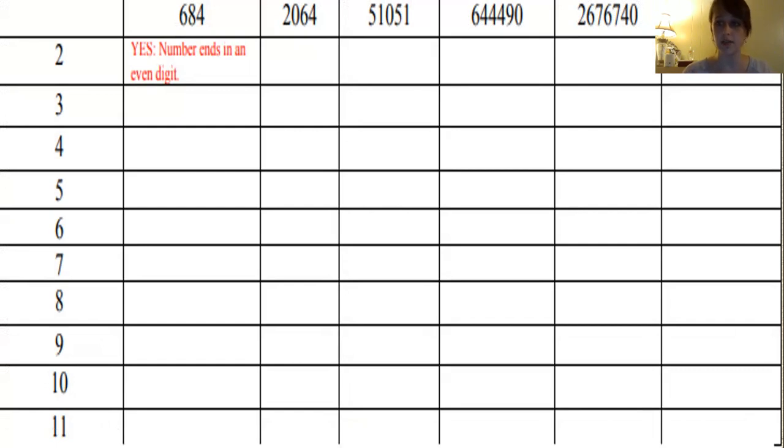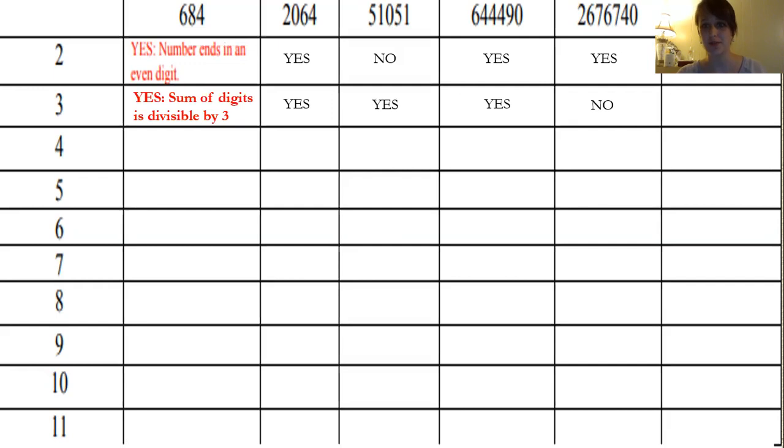If the number ends in an even digit, then it is divisible by 2. So you can see my answers on there. Basically, if it's an even digit, it's divisible by 2. That one's pretty easy. And then it's divisible by 3 if the sum of the digits is divisible by 3. Like 6 plus 8 plus 4 in 684 equals 18. 18 divided by 3 equals 6. So it is divisible by 3. And there's my answers for the rest of those.